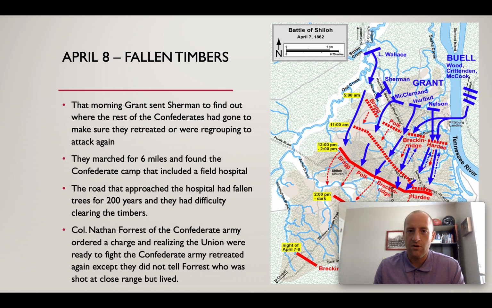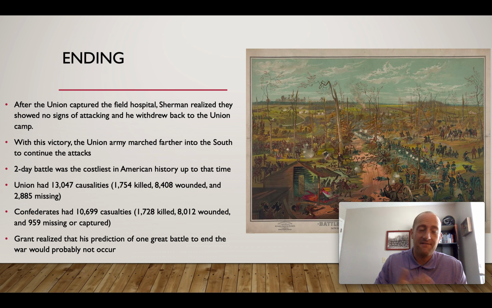But a Confederate colonel named Nathan Forrest ordered a charge from the Confederate side to fight back. He realized the Union was ready to fight. So the Confederate Army falls back, but Forrest is left by himself and gets shot, but lives. But that's kind of how the Battle of Shiloh does end. After the Union captured the field hospital, Sherman realized they showed no signs of attacking. He withdrew the Union back to their camps, and with this victory, the Union Army marched farther south into the Confederate territory.